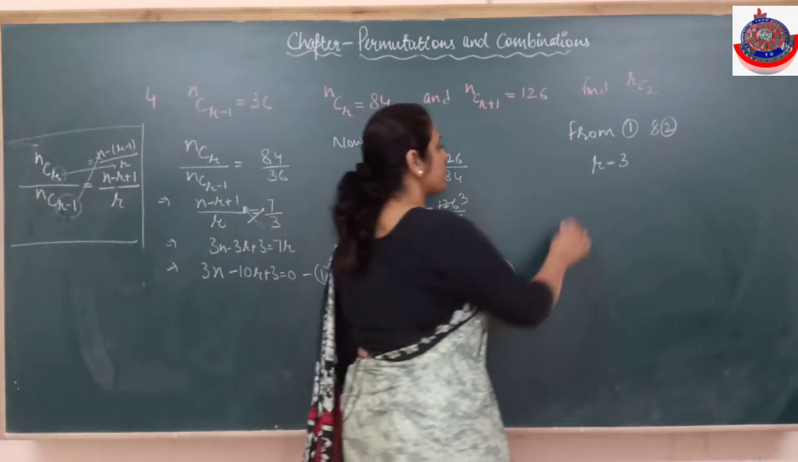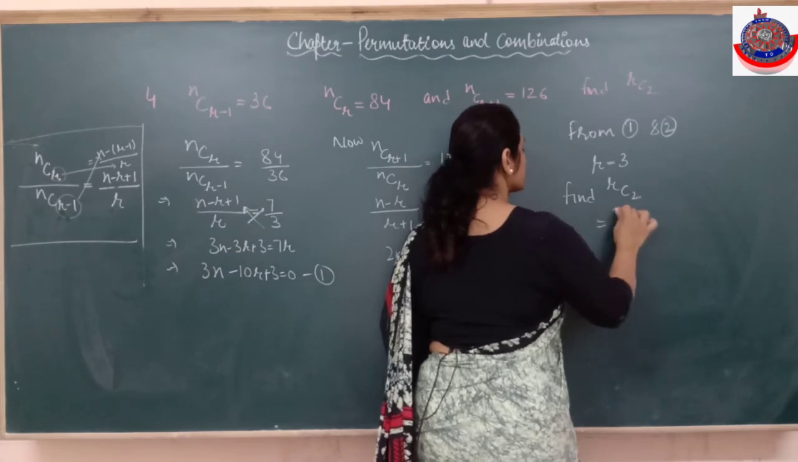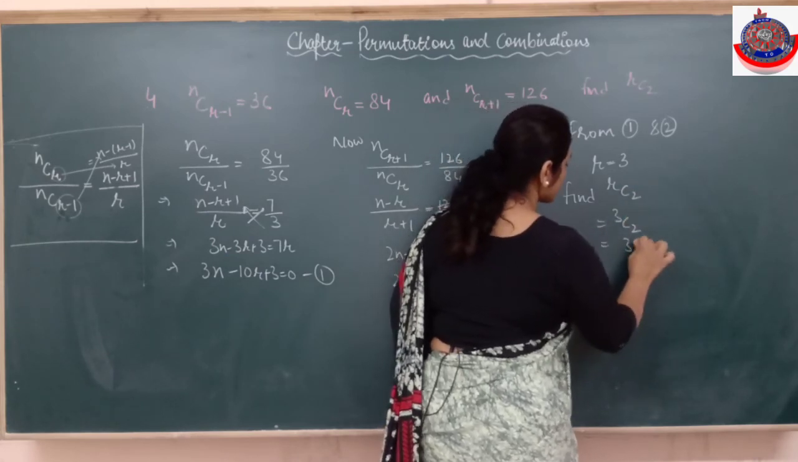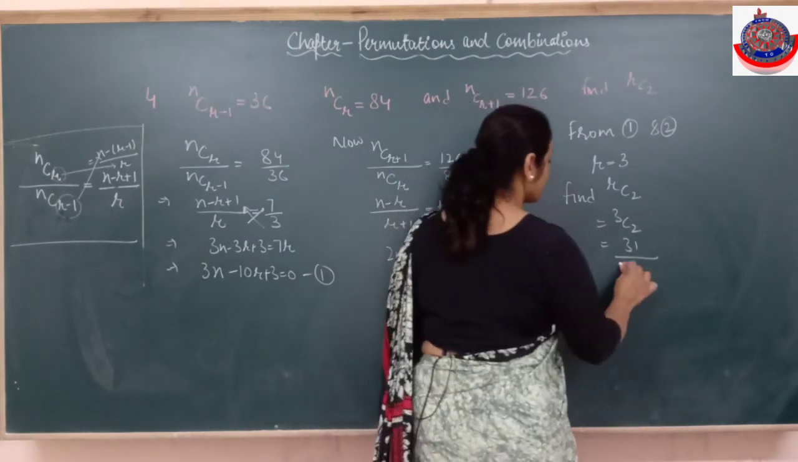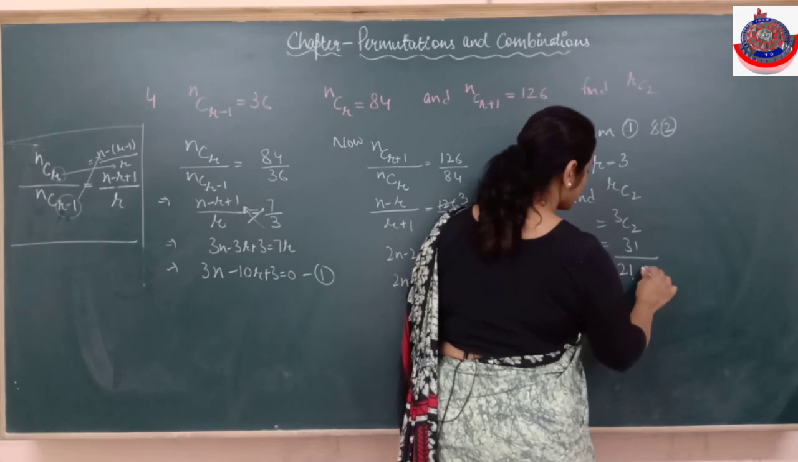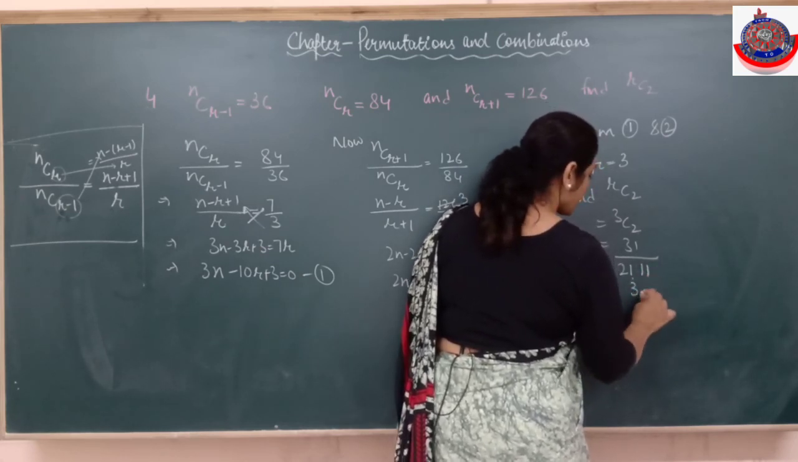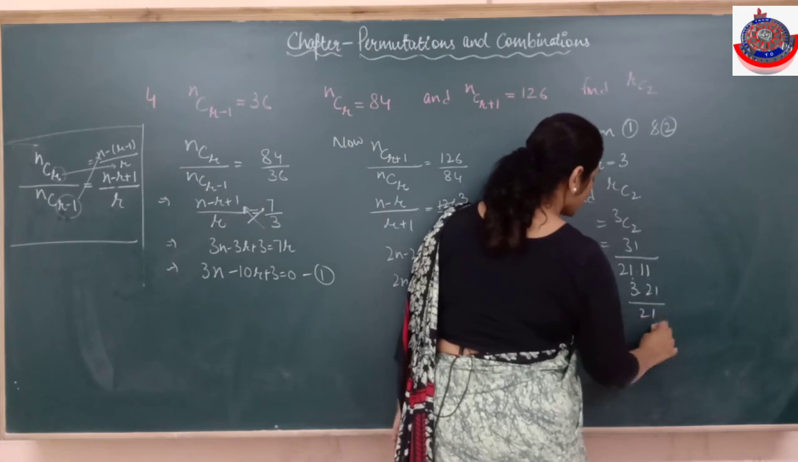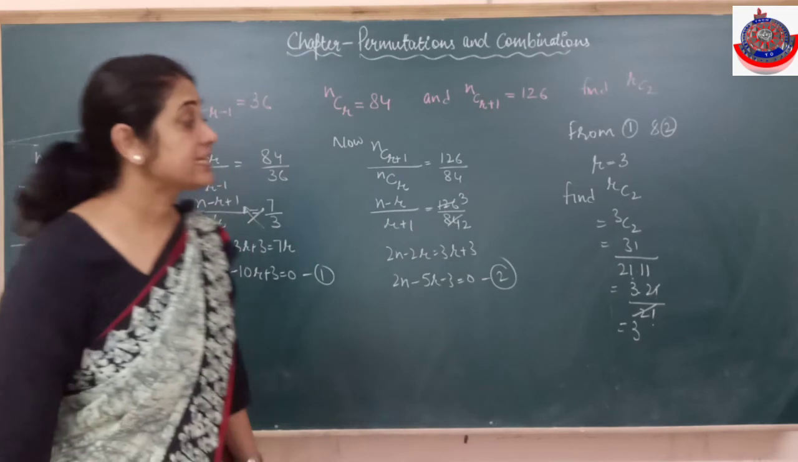Now they are asking us to find rC2. That means 3C2, that is 3 factorial upon, and we have done nCn minus r, you know that's going to be 1. So 3C2 is 3 factorial upon 2 factorial into 1 factorial. 3 into 2 factorial, 2 factorial cancel, so that is 3. Is it clear?